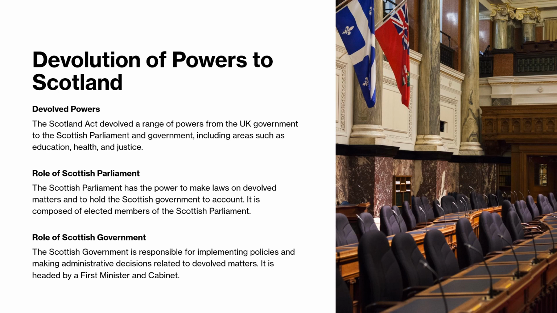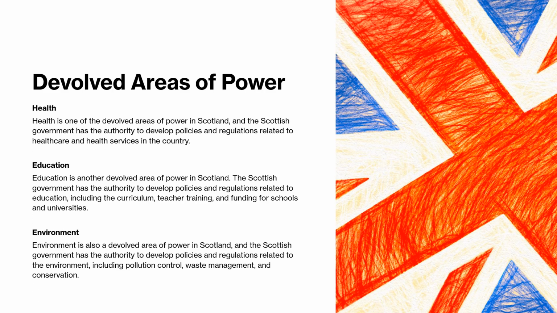Role of Scottish Government. Scottish Government is responsible for implementing policies and making administrative decisions related to devolved matters. It is headed by a First Minister and Cabinet. Devolved areas of power. Health. Health is one of the devolved areas of power in Scotland, and the Scottish Government has the authority to develop policies and regulations related to healthcare and health services in the country.